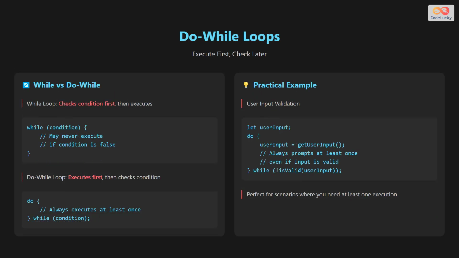Now let's explore do-while loops. Do-while loops are similar to while loops, but with a key difference. They execute the code block at least once before checking the condition. Here's a comparison between while and do-while loops.